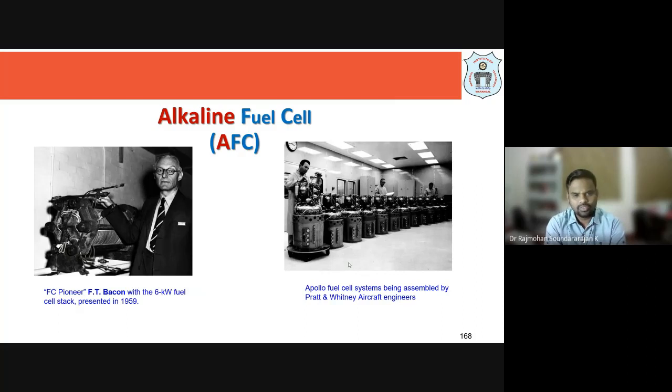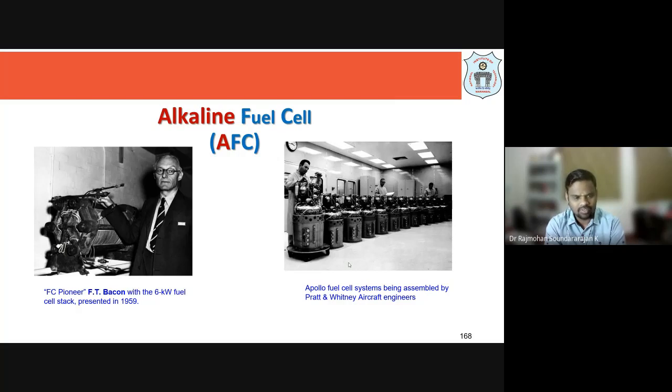Coming to the next fuel cell type, alkaline fuel cell. We have seen the acid type of fuel cell, which is the phosphoric acid fuel cell. Coming to the other nature of fuel cell electrolyte, which is alkaline in nature. So we have the alkaline fuel cell. Remember, this is the first fuel cell to be developed. We have discussed in the previous lecture number 4, where we discussed the history of fuel cells.